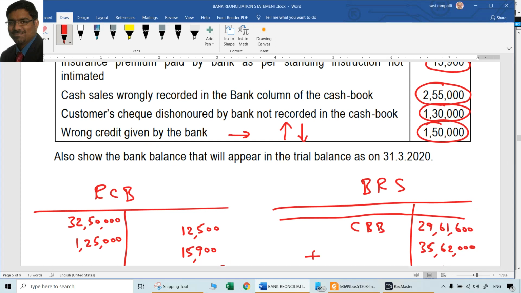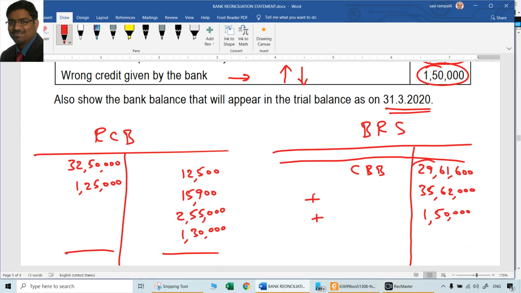Also show the bank balance that will appear in the trial balance as on 31st March. One more point is also asked here. Of course, which balance will be shown in the trial balance? This balance will be shown in the trial balance. Whatever we prepared in the revised cash book, that will go to trial balance.